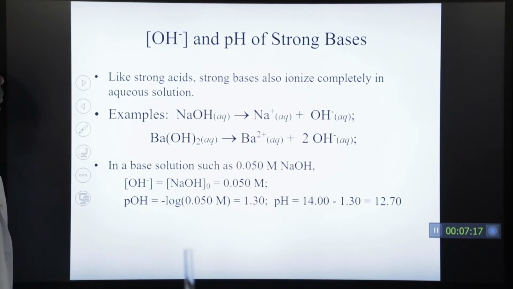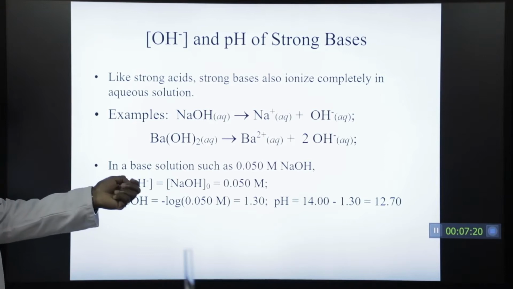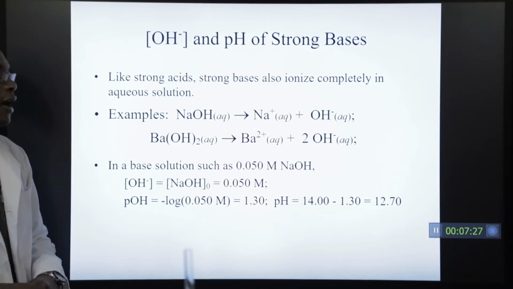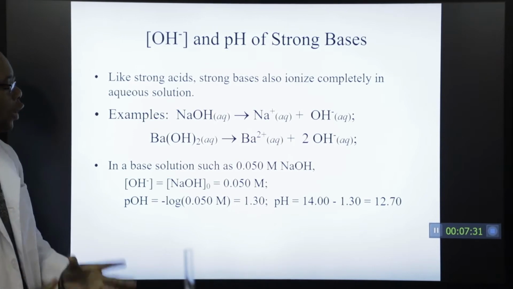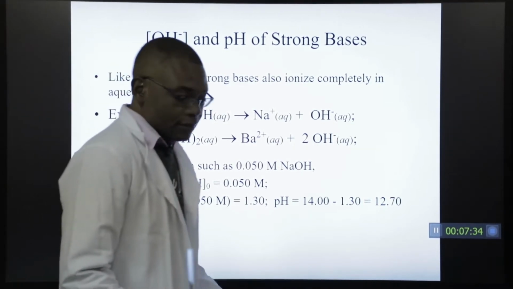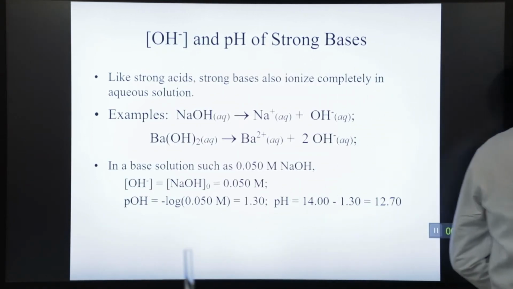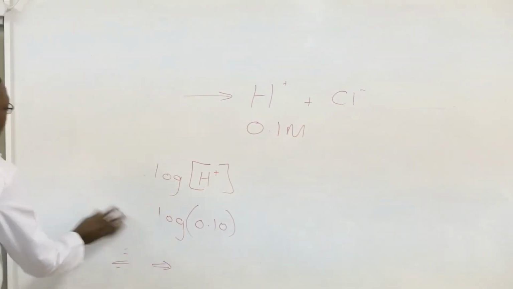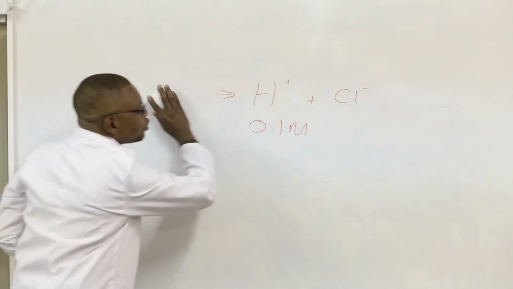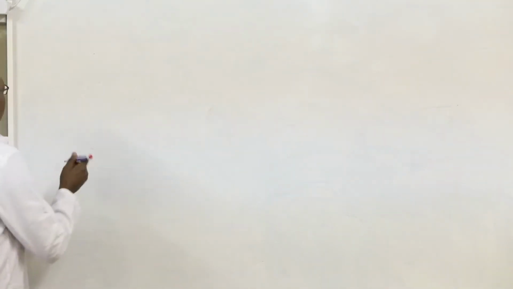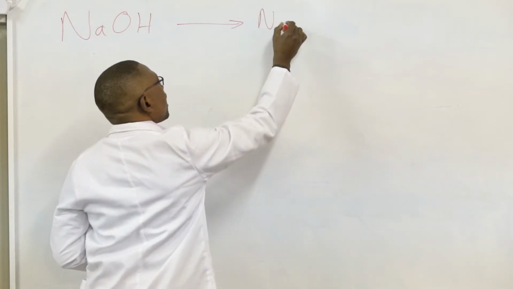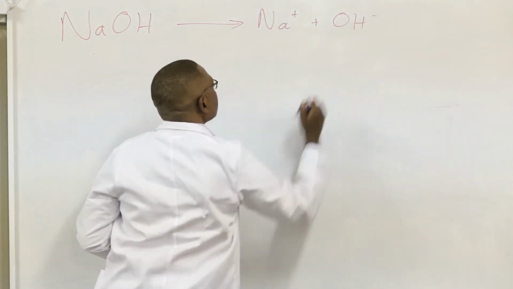In an example of a basic solution where sodium hydroxide has a concentration of 0.05 molar, we know very well that to determine pH, I want you to take note of what's happening here. We want to find the pH of sodium hydroxide. We first deal with the information as we have it. We are told that sodium hydroxide will break down to give us sodium ions plus OH minus ions.